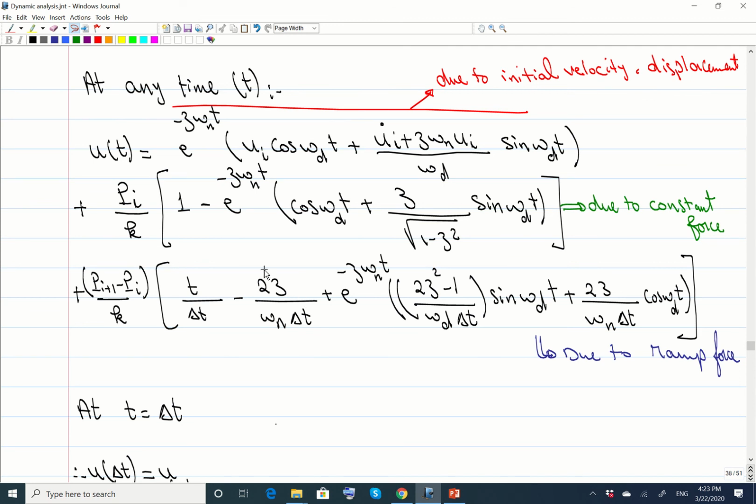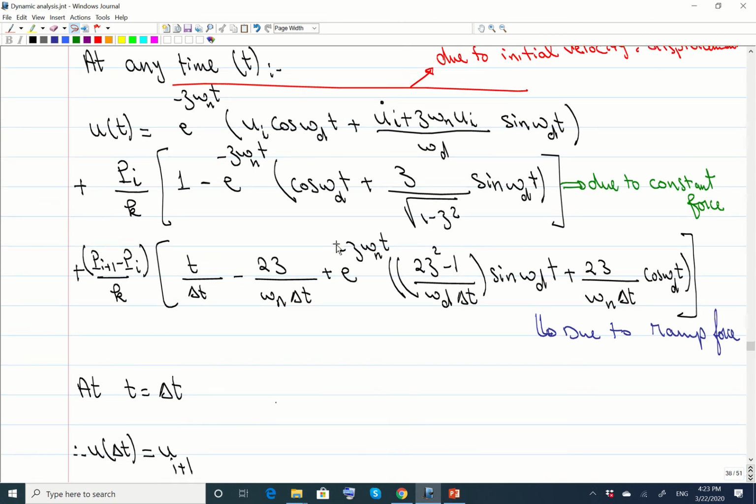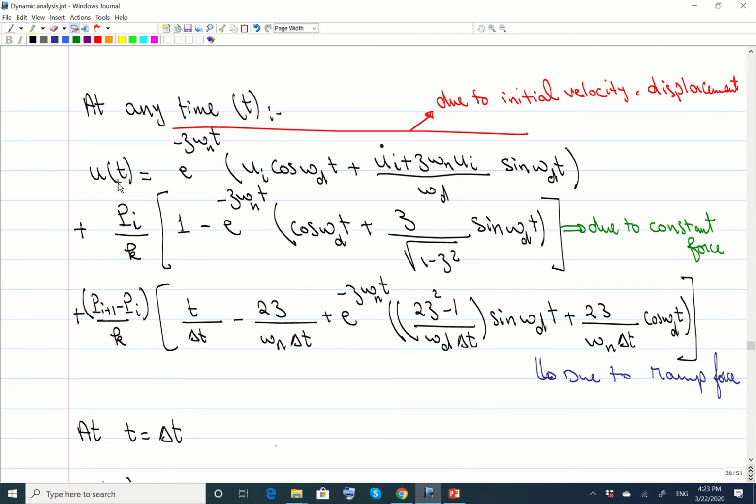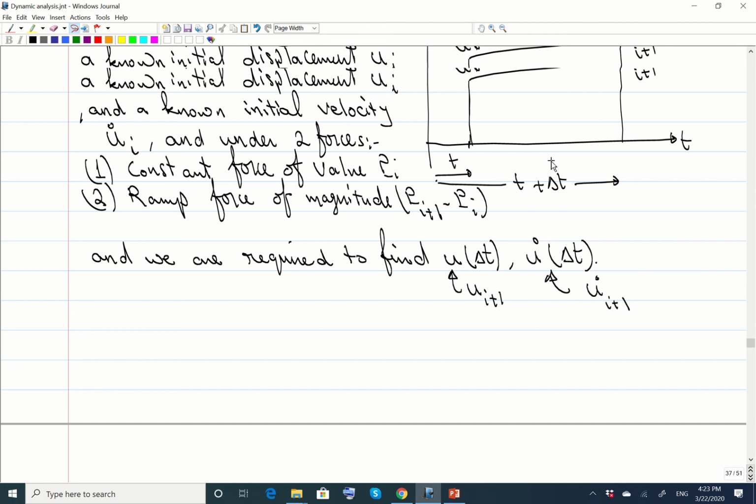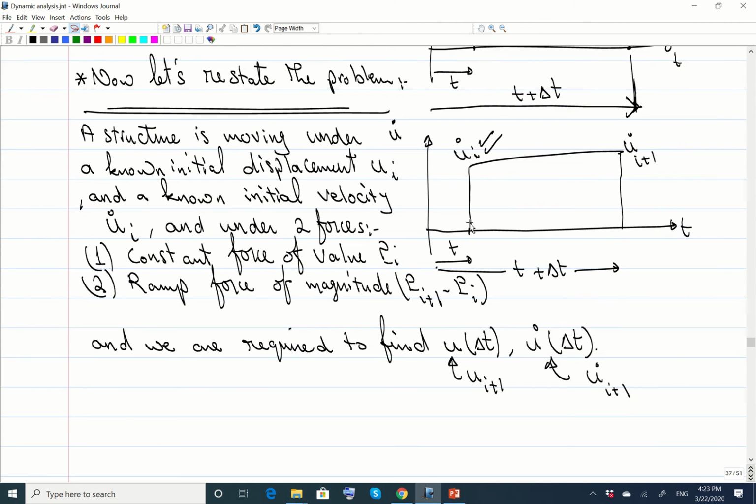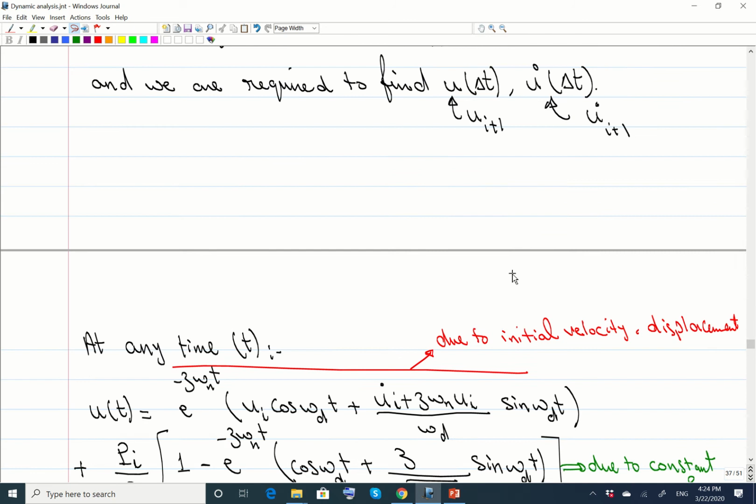So now, how much would be the displacement at the end of the time step? If this is u of t, this is at the beginning, this is the equation, measured from any time from the beginning of that time step. Just putting t equal delta t, we're going to be able to find the displacement and the velocity at the end of the time step. So this is equal to delta t. We start with u node, u dot node. We want to find those at the time delta t from the start of our study.